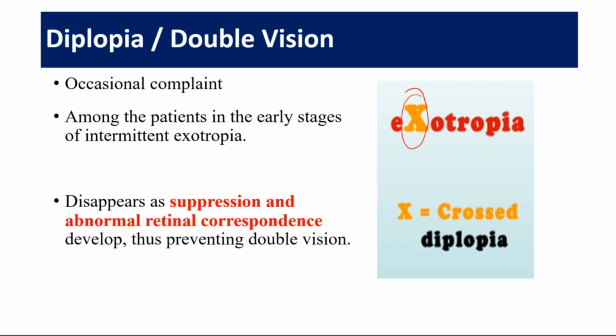Okay, if someone has a late onset exotropia, like what happens in third nerve palsy, for example, these patients are going to have constant double vision. Why? Because adults do not have the neural plasticity to develop mechanisms like suppression and abnormal retinal correspondence. So that is something that you should remember, right? So, diplopia or double vision.